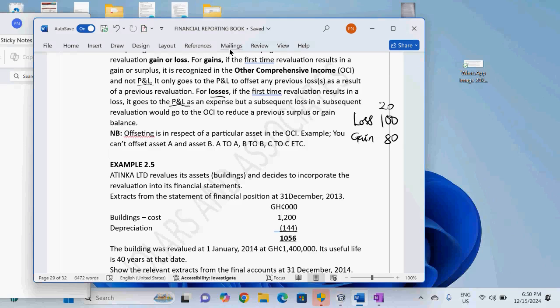Buildings, 1,200. Depreciation, 144. The building was revalued at 1st January 2014 at 1,400,000. Its useful life is 40 years at that date. Show the relevant extracts from the final account at 31st December 2014.